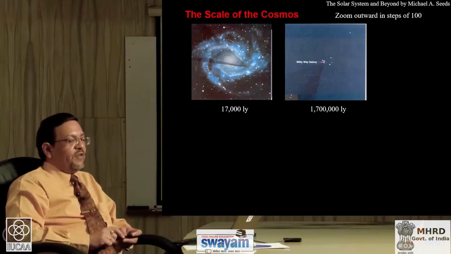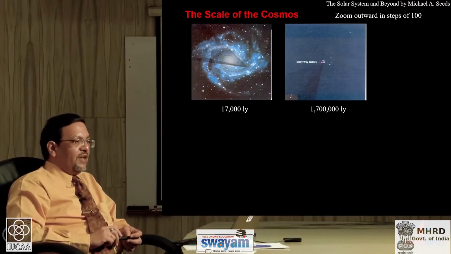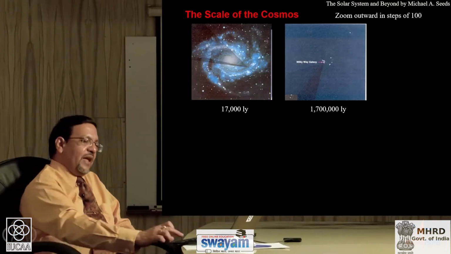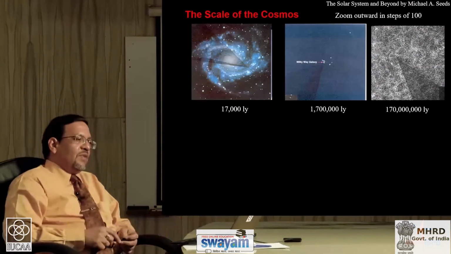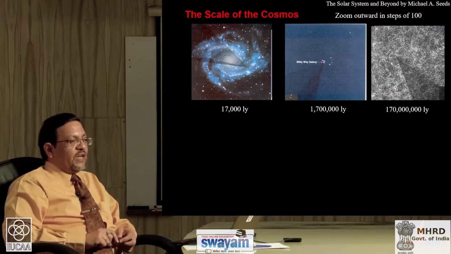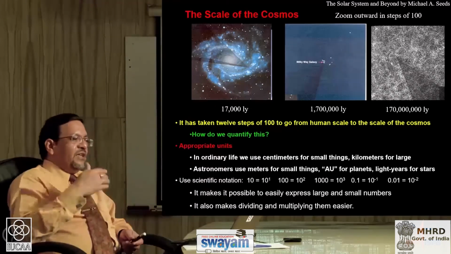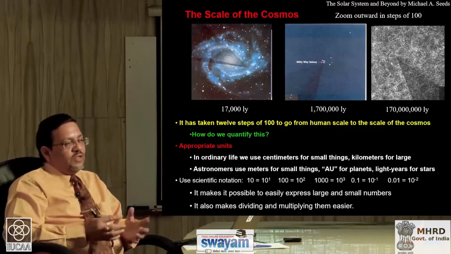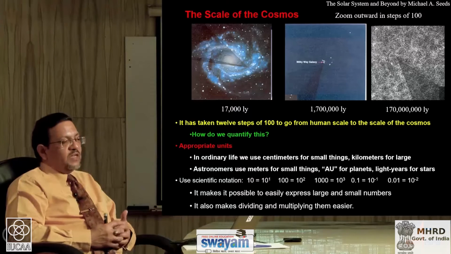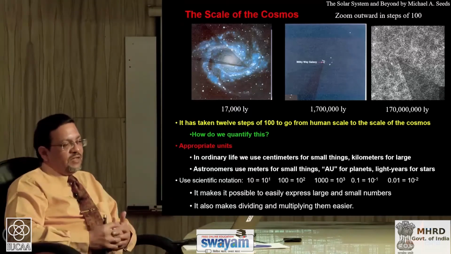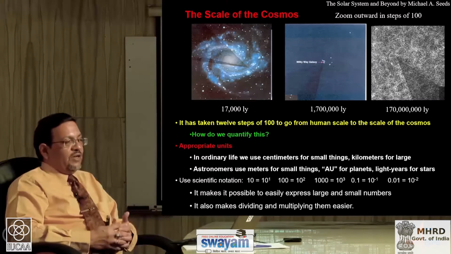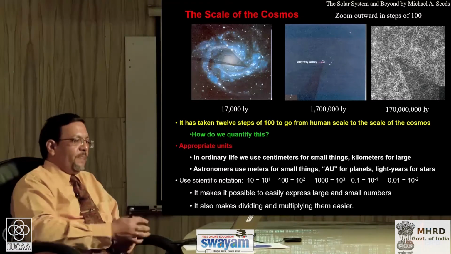If I zoom further by a factor of 100, I see the Milky Way galaxy, and I see a few other galaxies in the vicinity of the Milky Way. And by zooming one more, I am going to a dimension where I see many more galaxies. So, what I have done so far is essentially trying to convey to you the sizes with which we work when we are talking about the objects in our vicinity, the size of the earth, different solar system bodies, the solar system, the galaxies, and the whole universe.